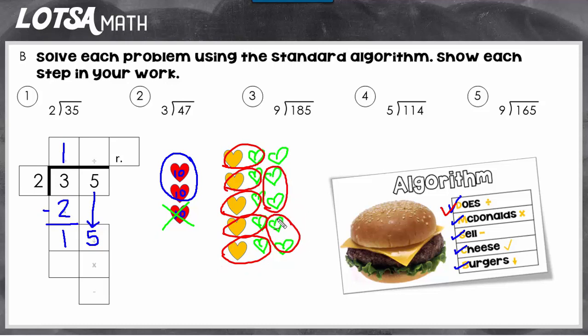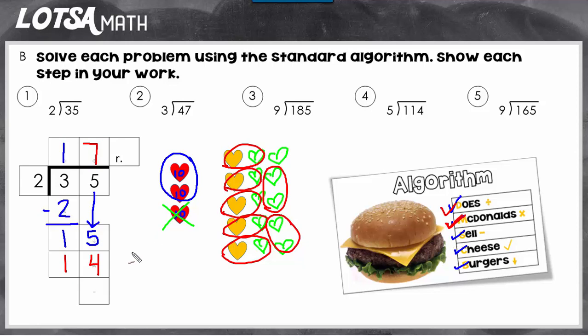Okay, and so now right above the 5, I'm going to write my quotient. 1, 2, 3, 4, 5, 6, 7. So I was able to make 7 groups. My next step is going to be to multiply. And remember, when I multiply, I'm going to take my number of groups and multiply it by the number of hearts in the group. So 7 times 2 is 14. And I'm going to write it right below. Okay, so now I've multiplied.